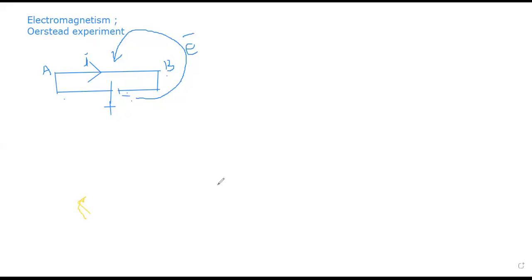One, static electricity. Two, current electricity. Static electricity does not flow, just charges settle on the surface of the conductor. Whereas current electricity is produced and flows from one end to the other end of the conductor due to the flow of electrons from negative terminal to positive terminal. Okay, so this is about electricity.